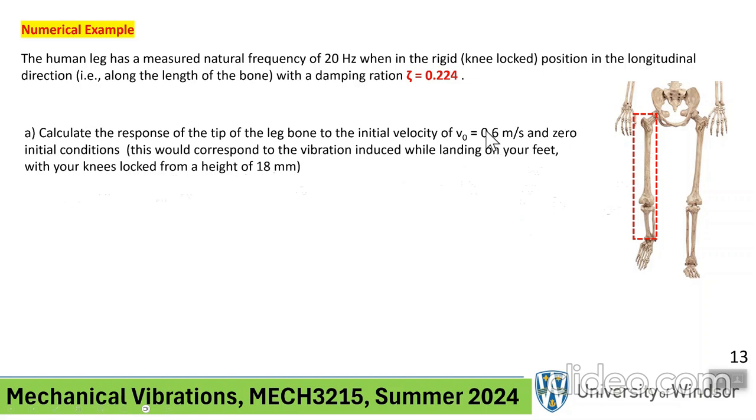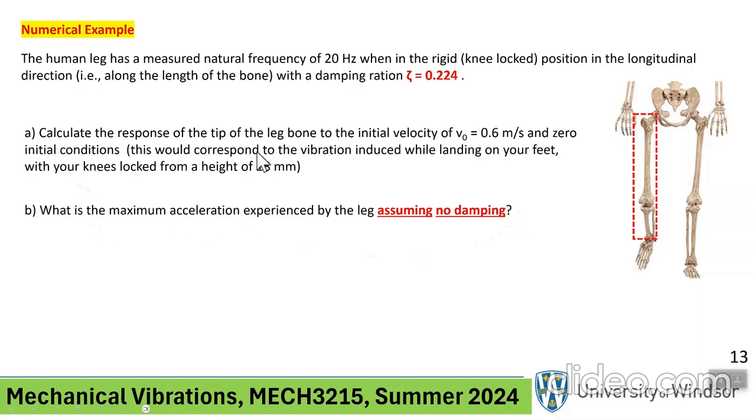So this condition, zero initial displacement, which means that it moves from the equilibrium position, with an initial velocity of 0.6 meters per second, corresponds to an average person jumping on the ground from a height of 18 millimeters. That impact load essentially causes an initial velocity of that. Let's move on.